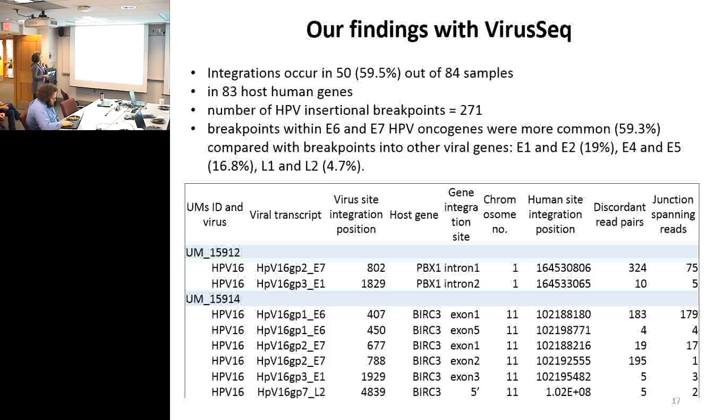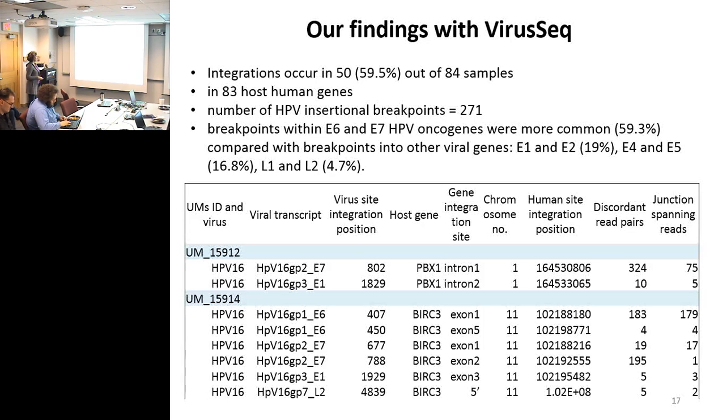So, our findings with virus-seq. Integrations occur in 50% out of 84 samples. We found integrations in 83 host human genes, with 271 insertional breakpoints, and breakpoints within the E6 and E7 HPV oncogenes were more common. I will show it on the next slide.